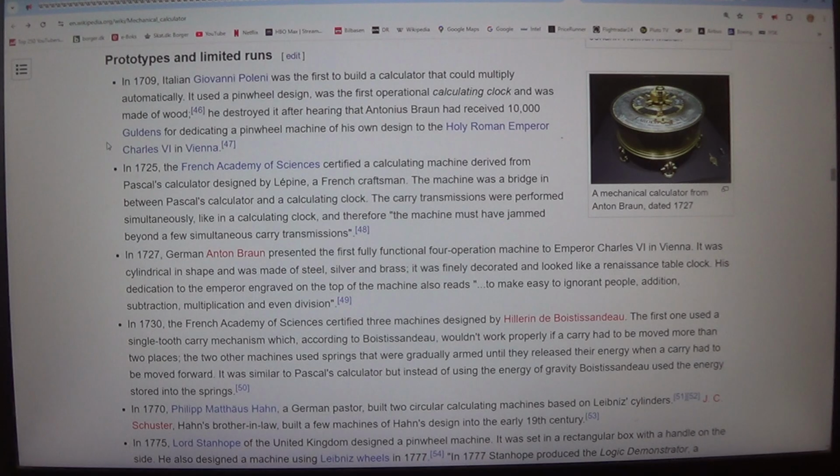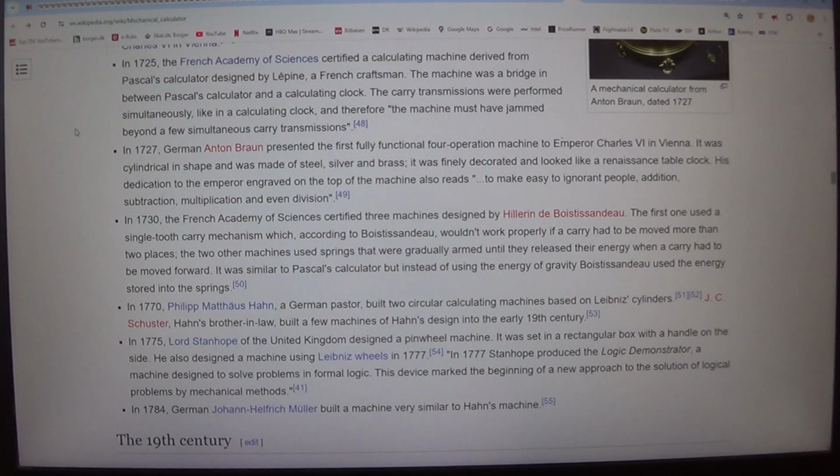2. In 1725, the French Academy of Sciences certified a calculating machine derived from Pascal's calculator, designed by Lepin, a French craftsman. The machine was a bridge in between Pascal's calculator and a calculating clock. The carry transmissions were performed simultaneously, like in a calculating clock, and therefore the machine must have jumped beyond a few simultaneous carry transmissions.